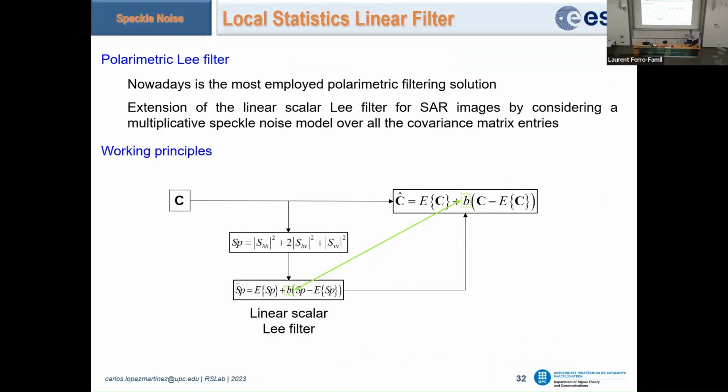Okay, the extension to the polarimetric case, and this is super important, we have to deal with all the elements of the covariance matrix in the same way. So basically, the idea is that we calculate this B parameter on the span, which corresponds to the total power. We calculate B, and we extend this B parameter to all the elements of the covariance matrix. So as you can see, our estimated matrix C corresponds to a balance between the expected value, the mean value, and the original value.